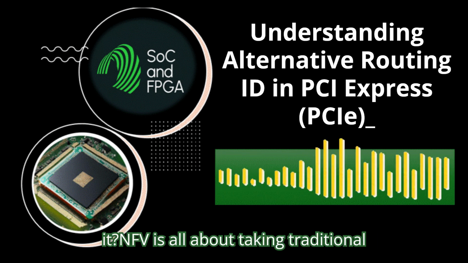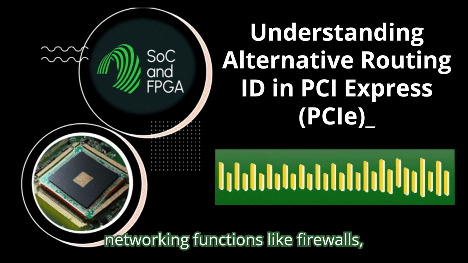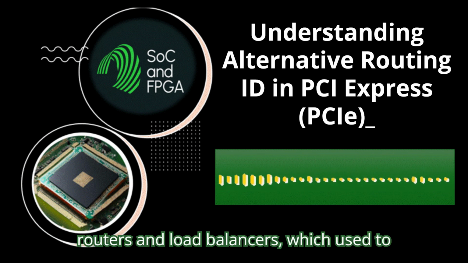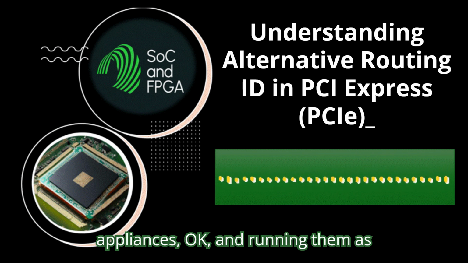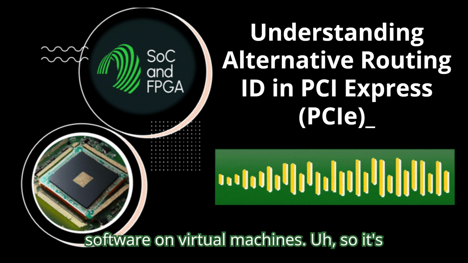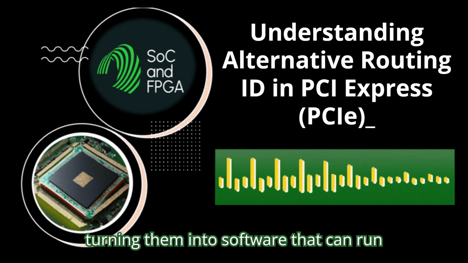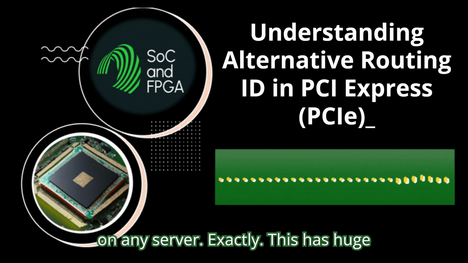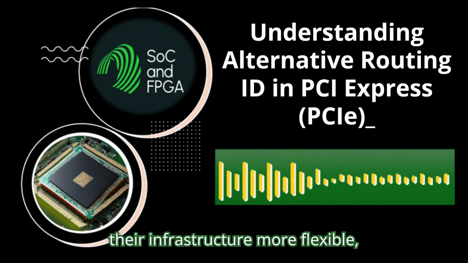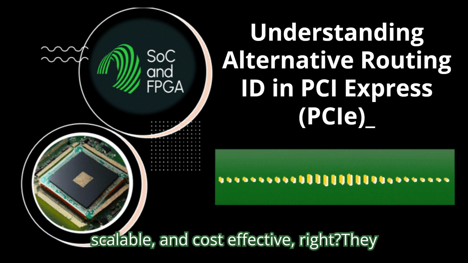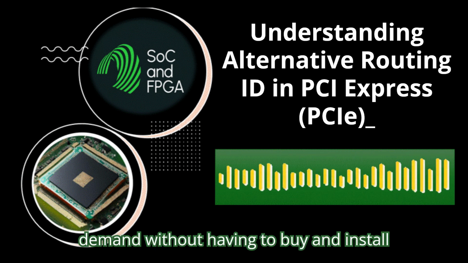What exactly is it? NFV is all about taking traditional networking functions, like firewalls, routers, and load balancers, which used to be implemented in dedicated hardware appliances, and running them as software on virtual machines. So it's like taking those physical boxes and turning them into software that can run on any server. Exactly. This has huge advantages for data centers. It makes their infrastructure more flexible, scalable, and cost-effective. Right, they can spin up new network functions on demand without having to buy and install new hardware.